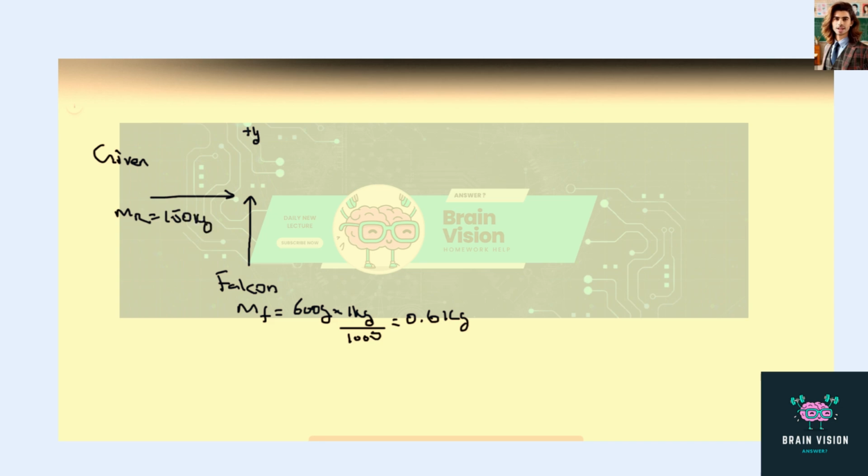We also have an initial velocity of the falcon. I'm going to call that Fi, and that happens to be 20 meters per second. And then the two of them collide with each other, and the raven veers off at an angle which we're going to call theta.